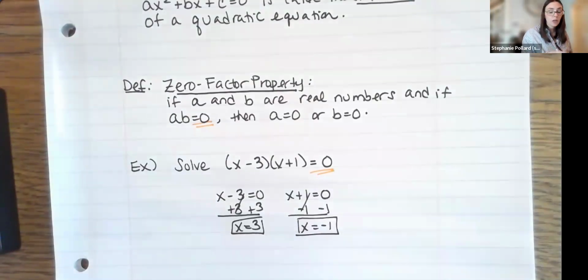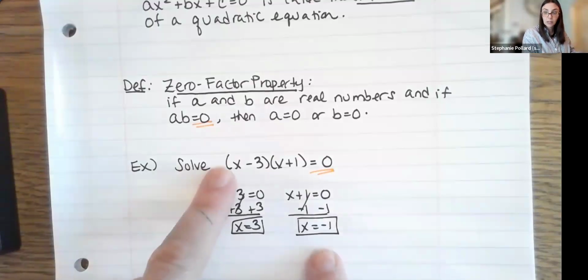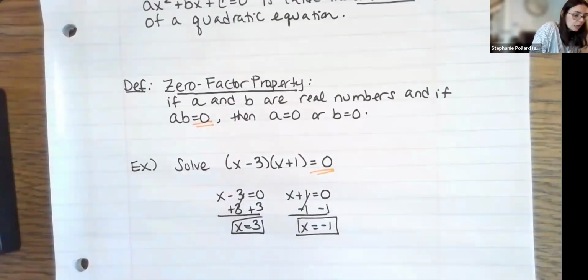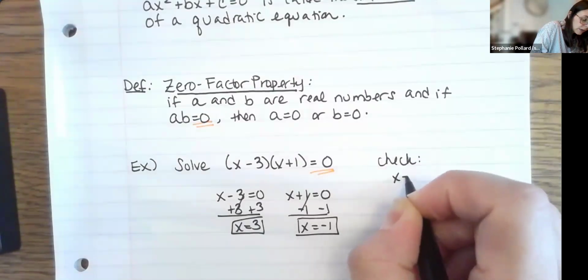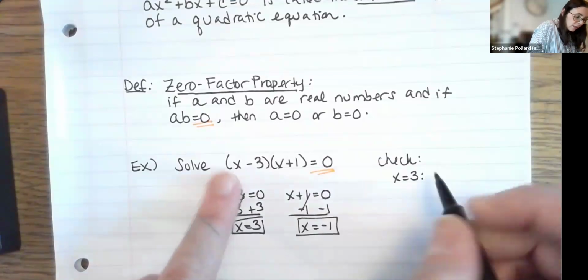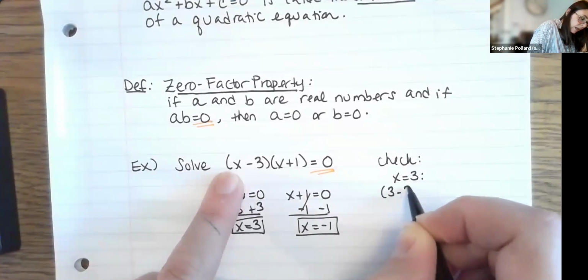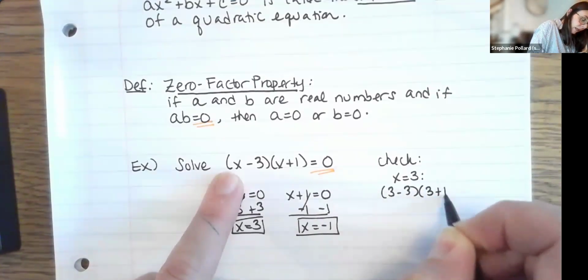Now you can always check your solutions too by plugging these back into the original and making sure they work so that you didn't make a mistake. I'm just going to check the first one so you can see what happens. So when I plug in 3 here, I would get 3 minus 3 times 3 plus 1 equals 0.